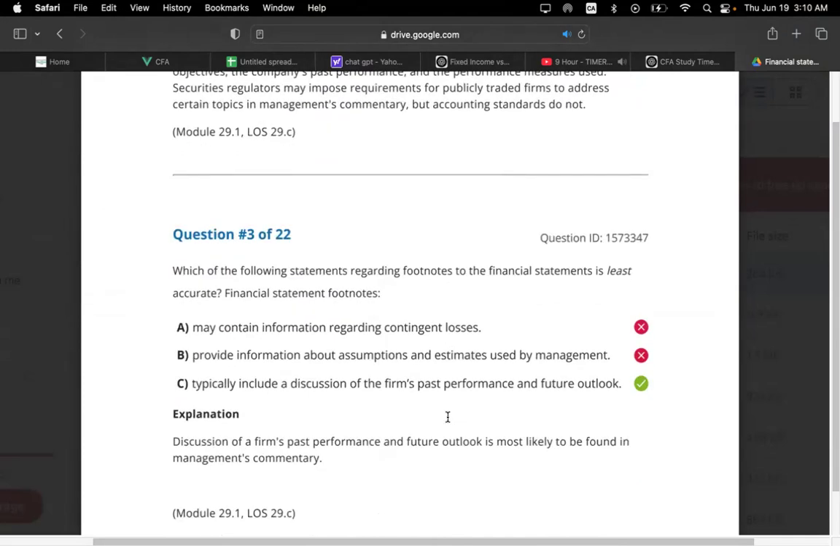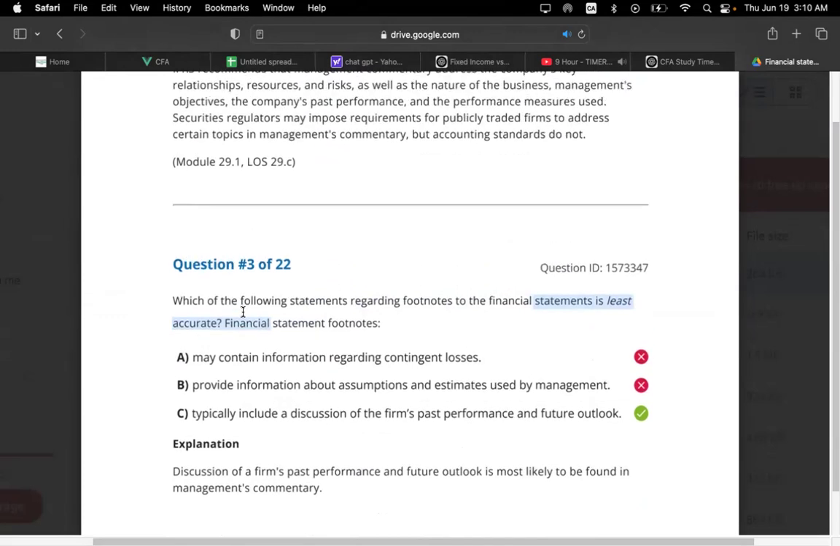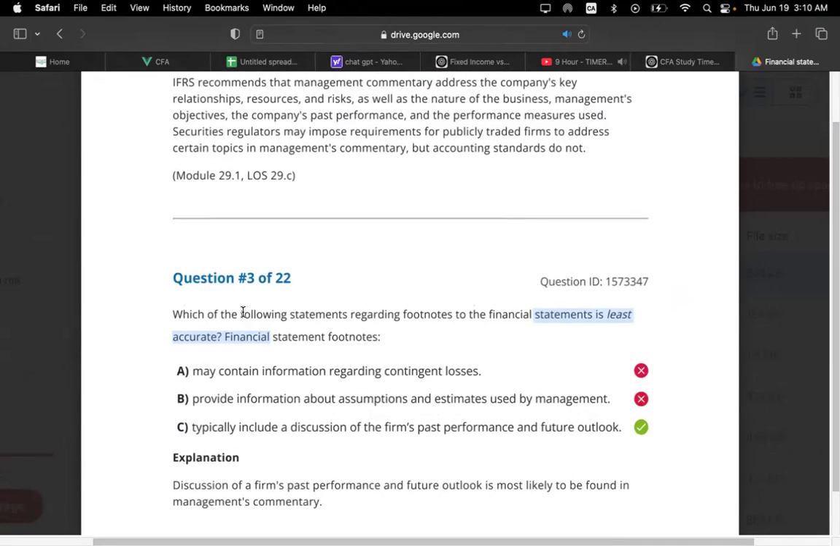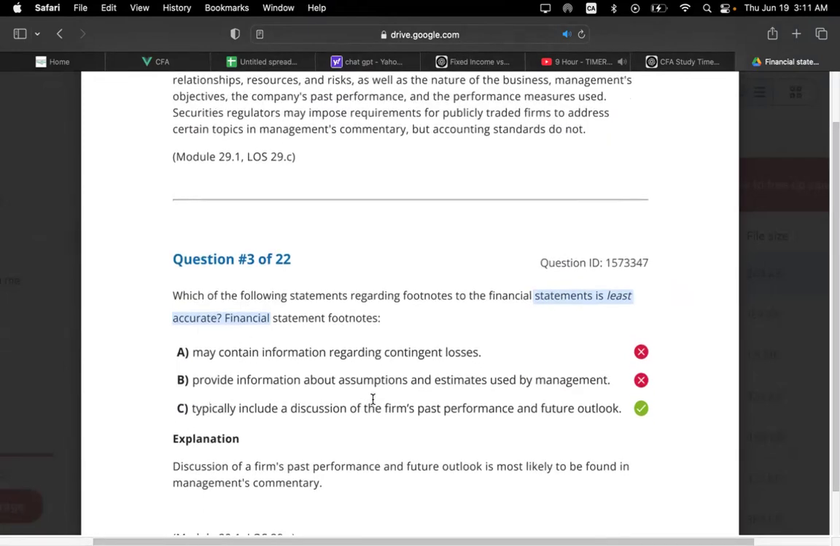Then question 3. Which of the following statements regarding footnotes to financial statements is least accurate? Least accurate, okay? Not most accurate, least accurate. They may contain information regarding contingent losses. This is accurate, they do. Because we read that they provide information about contingencies and commitments, and provide information about estimates and assumptions. Then typically include a discussion of the firm's past performance and future outlook. This is part of management commentary. So this is least accurate.